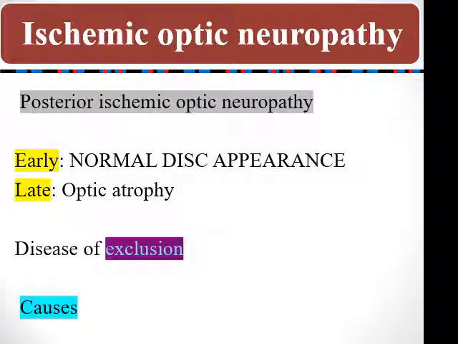The most common cause is perioperative, usually due to anemia or hypotension. Unfortunately, it is bilateral. Other causes are the same as anterior ischemic optic neuropathy.